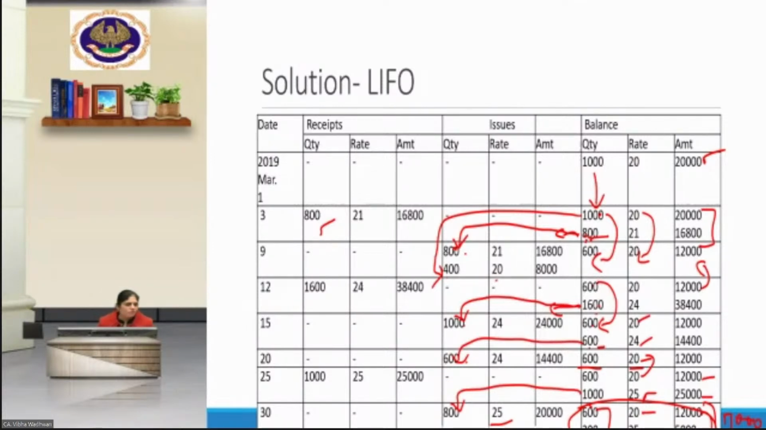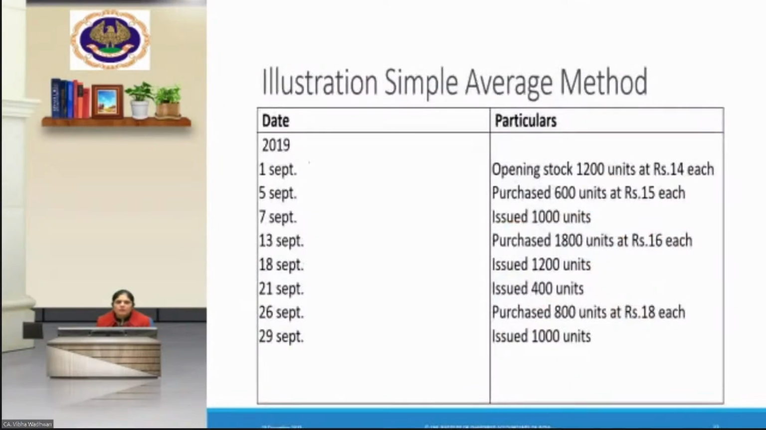Okay, shall we move on? So this is the simple average price method. In the simple average price method, we take the average of the rates. So just take a note of the question or click a picture of the question, so that we don't have to come back to the question again.